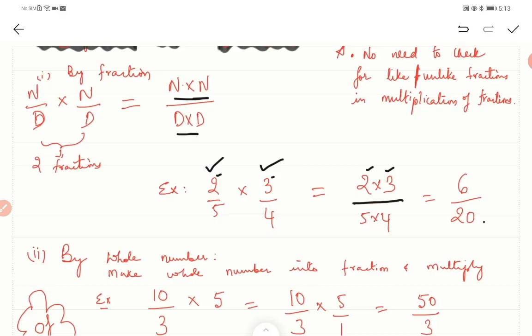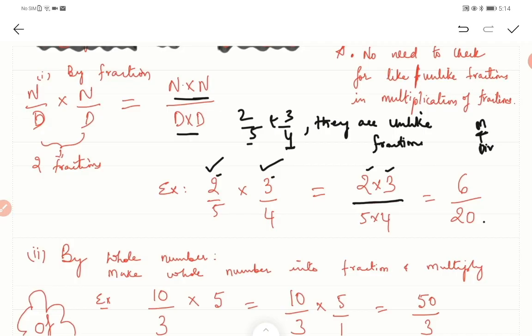So whenever you go for multiplication and division, there is no need for you to make the fractions into like fractions. These two, 2 by 5 and 3 by 4, they are unlike fractions, isn't it? Denominators are different, so they are unlike fractions. So there is no need for you to convert these unlike fractions for multiplication and also for division.